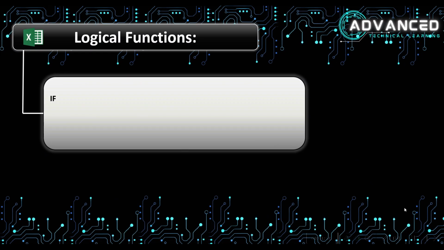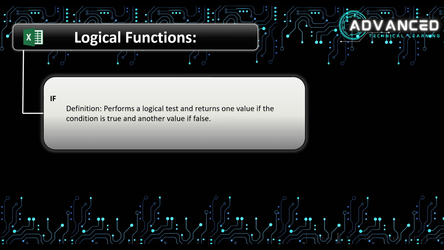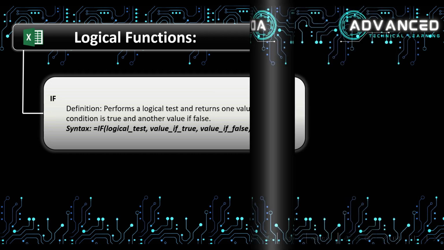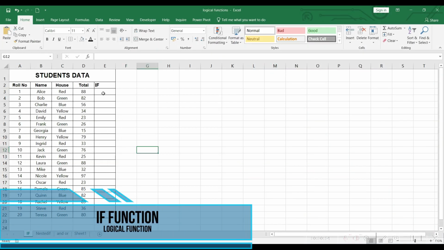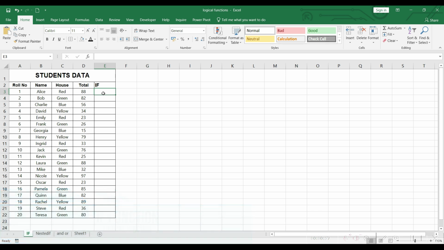IF function. It is used to perform a logical test and return one value if the condition is true and another value if the condition is false. Here is the syntax for IF function. So let's move on to the Excel workbook. I have written some data in the Excel workbook. So let's apply IF function.